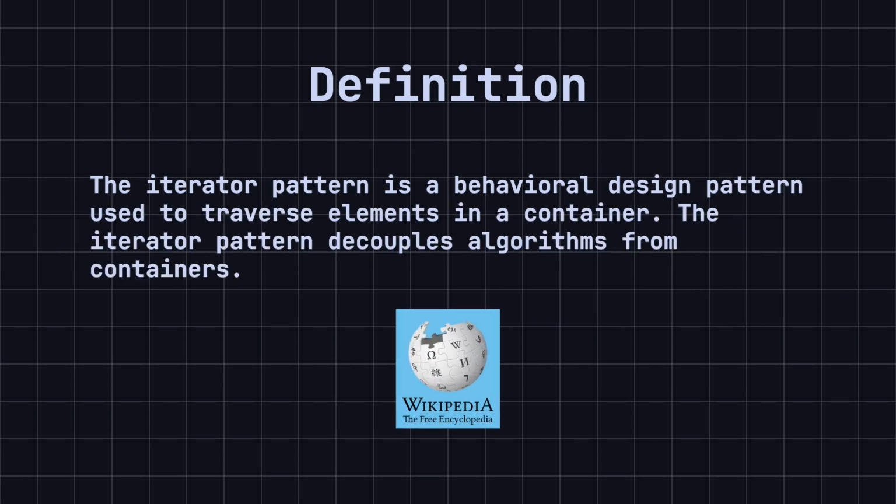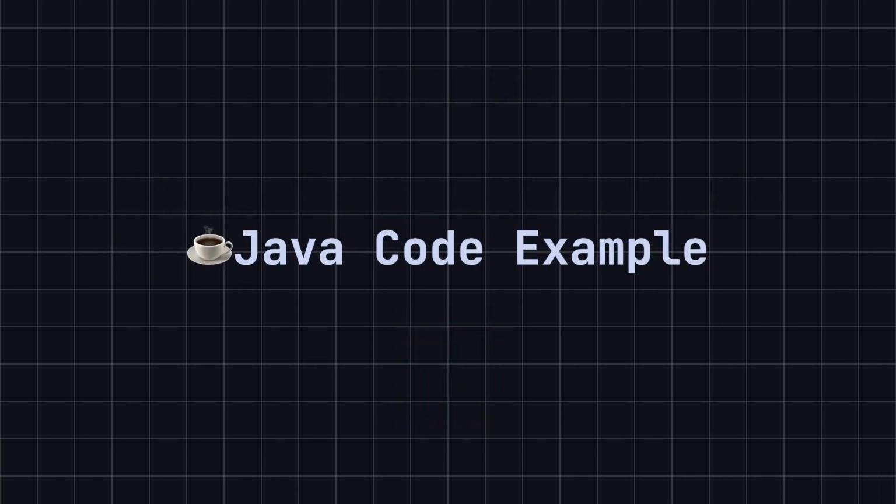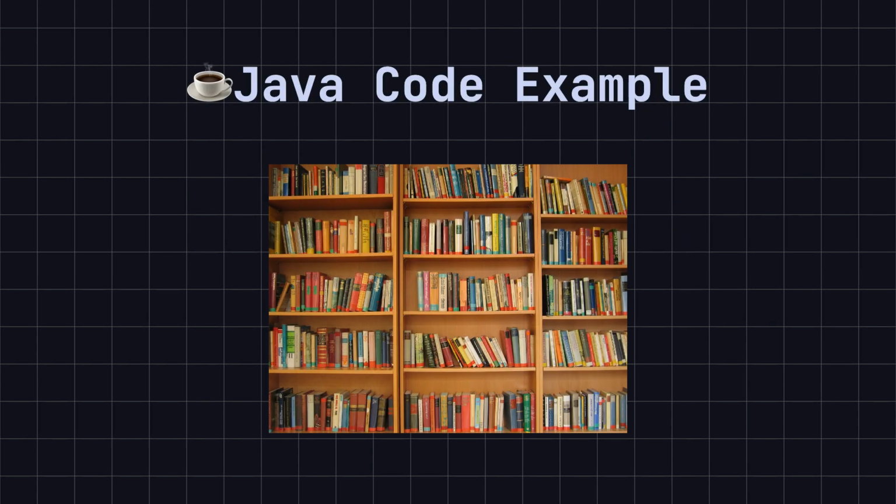According to Wikipedia, the Iterator Pattern is a behavioral design pattern used to traverse elements in a container. The Iterator Pattern decouples algorithms from containers. To better understand this pattern, let's implement it in Java using a simple example of a bookshelf.